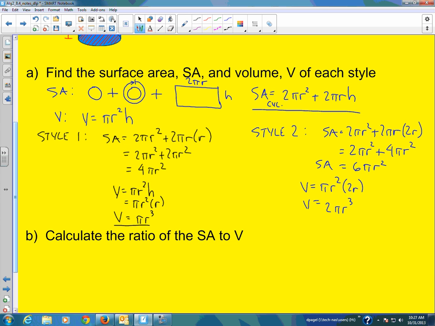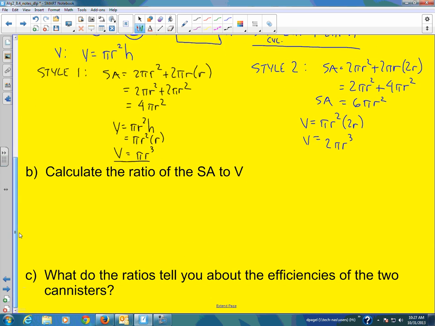All right, so now we're going to see some comparisons between these two. So the second part of this is to calculate the ratio of surface area to volume for each of the cylinders. So for our style 1, our ratio of surface area to volume would be 4 pi r squared to pi r cubed. And here we have a rational expression that can simplify, and we get 4 over r.